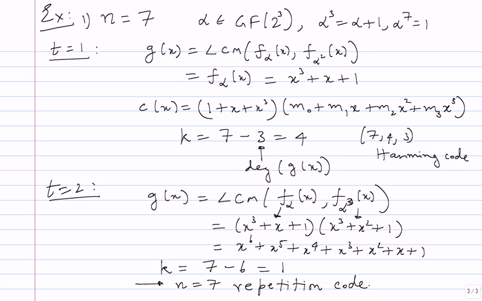Okay, so you see, for n equals 7, you stop at t equals 2. Can you do t equals 3? Does it make sense? You'll still get the repetition code. If you do t equals 4, I don't know what will happen. It's not even very nice to think about those things, so you'll have to stop there.